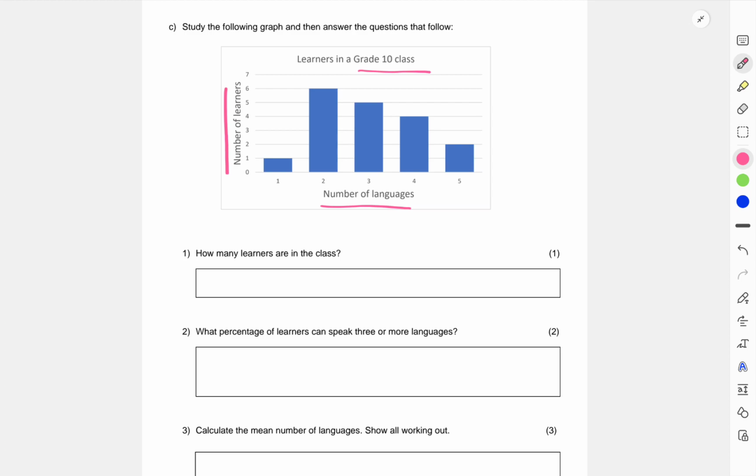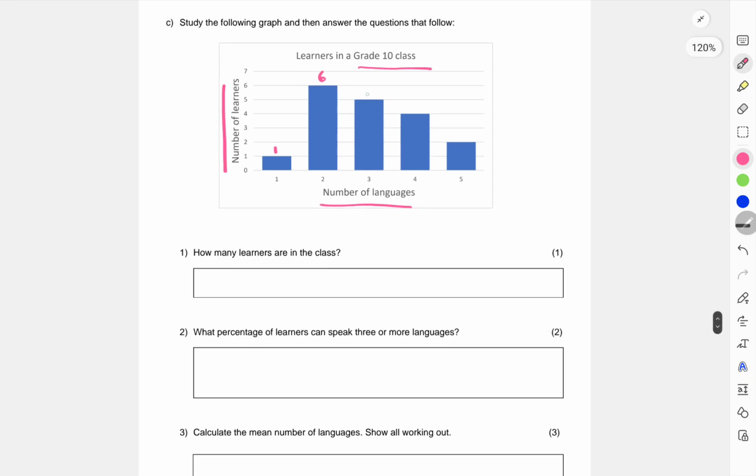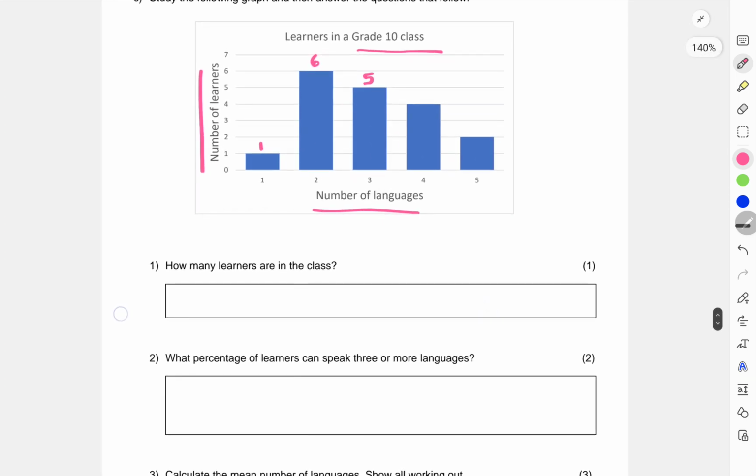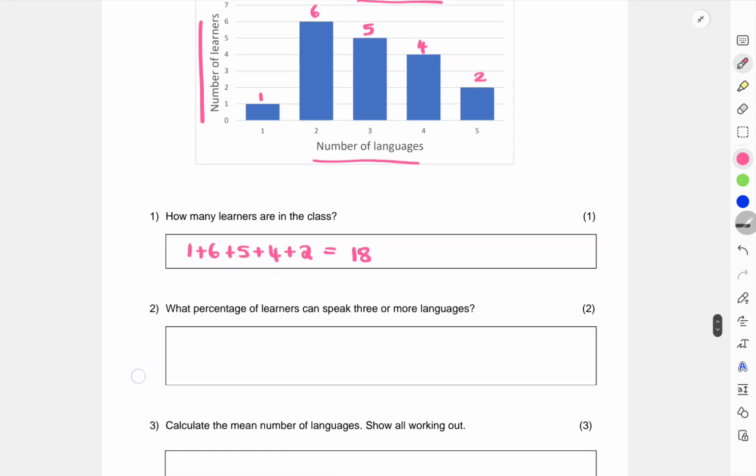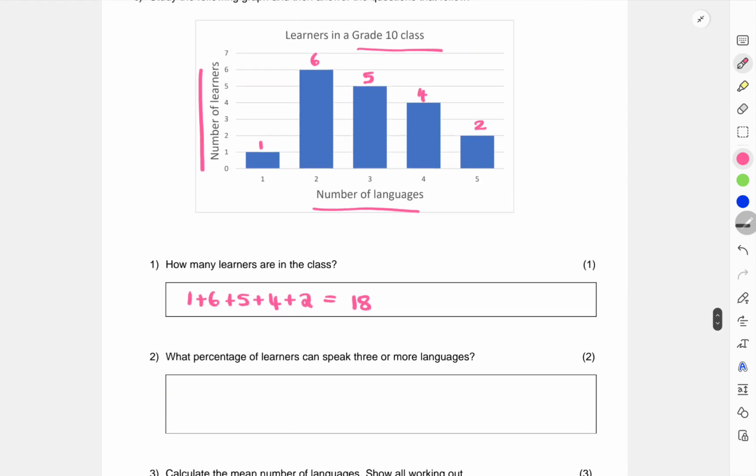So you need to go and add here. Those who can speak one language, there's 1 learner. Those who can speak perhaps two languages, there's 6 learners. Those who can speak 3, there's 5 learners. Those who can speak 4, there's 4 learners. And those who speak 5, there's 2 learners. So if you add them all together, 1 plus 6 plus 5 plus 4 plus 2 gives you 7, 12, 16, 18 students.